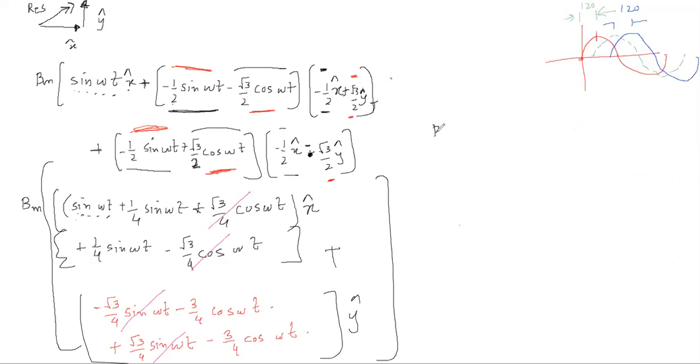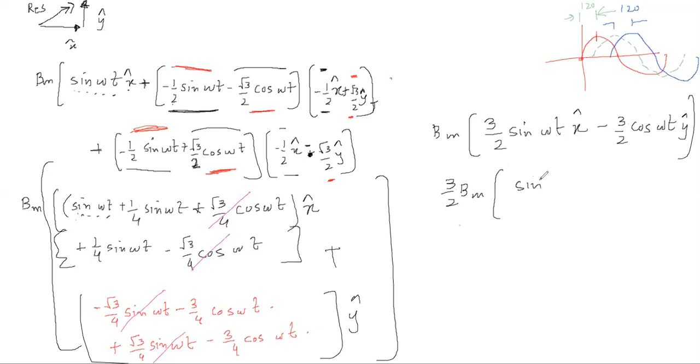Okay, so when I add this up, I will get Bm, and the first term will be equal to 3 over 2 sine omega t x bar, 1.5, 1.25, 1.5, and the second one will be minus 1.5, minus 0.75, and minus 0.75 is minus 1.5 cos omega t y bar. Okay, so again I can put the 3/2 common outside, so this will be equal to sine omega t x bar plus cos omega t y bar.